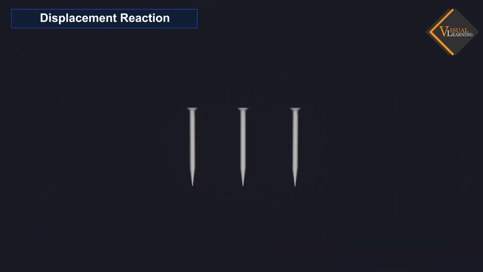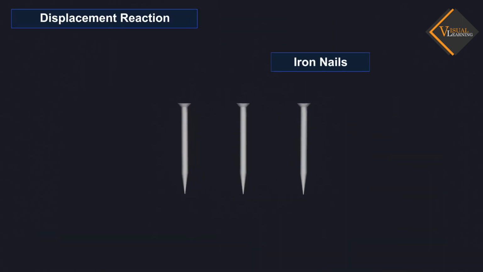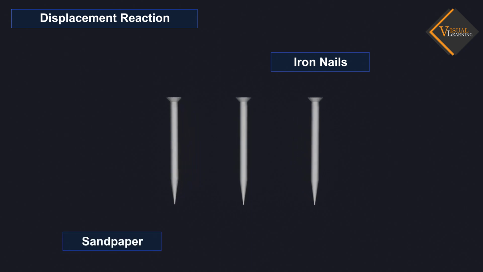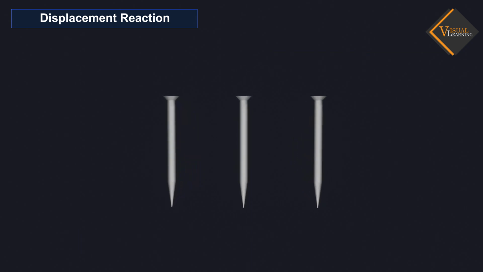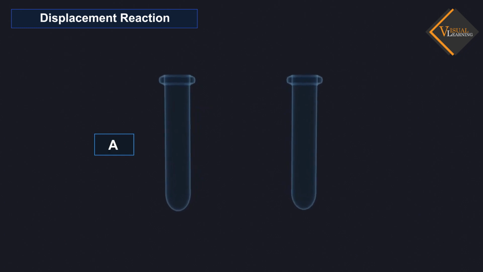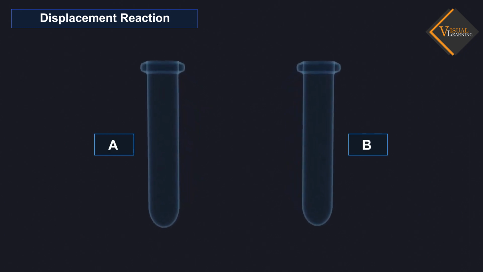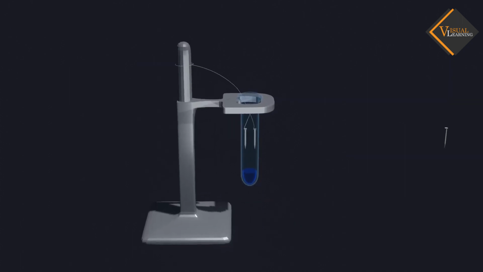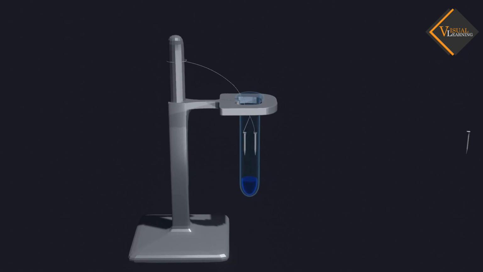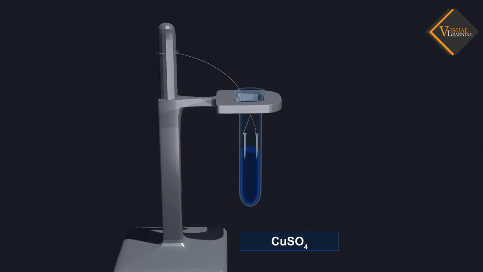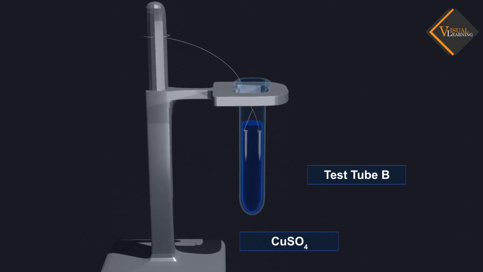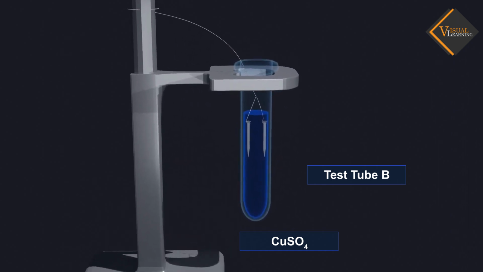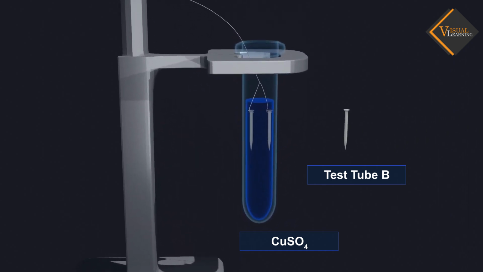Displacement reaction. Take 3 iron nails and clean them by rubbing with sandpaper. Take 2 test tubes marked as A and B. In each test tube, take about 10 ml copper sulfate solution. Tie 2 iron nails with a thread and immerse them carefully in the copper sulfate solution in test tube B for about 20 minutes. Keep 1 iron nail aside for comparison.